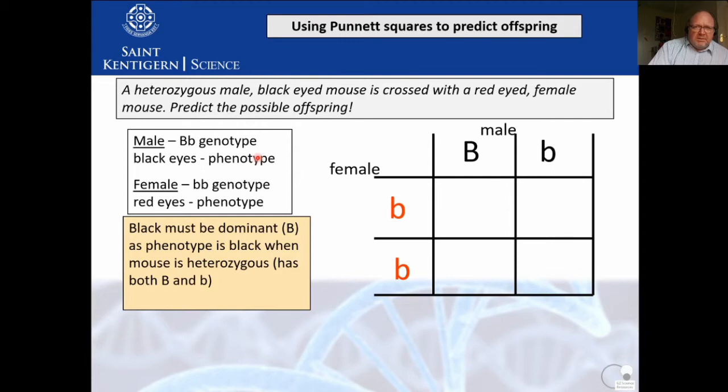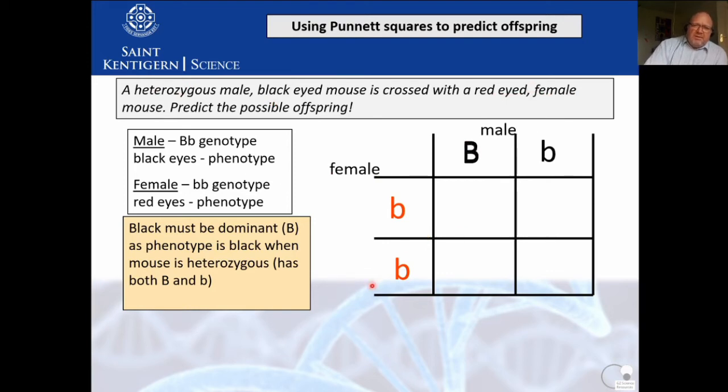Okay, a heterozygous male, black-eyed mouse is crossed with a red-eyed female mouse. Heterozygous male, black-eyed. So black must be the dominant trait. Okay. Crossed with a red-eyed female. Predict the possible offspring. So heterozygous, we know it's going to be one big B, one little b. And the red-eyed one, because it is recessive, we know that it's going to be little b, little b.